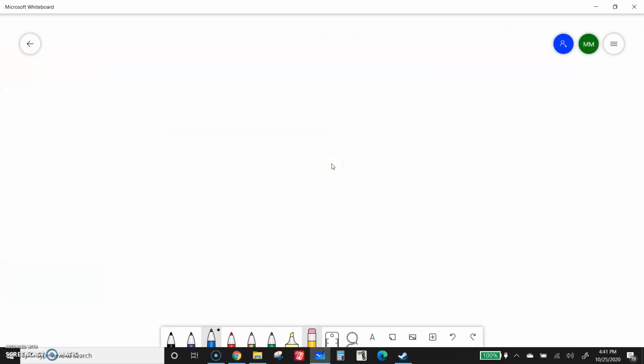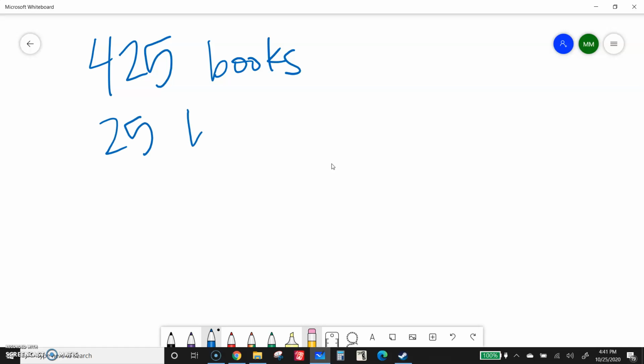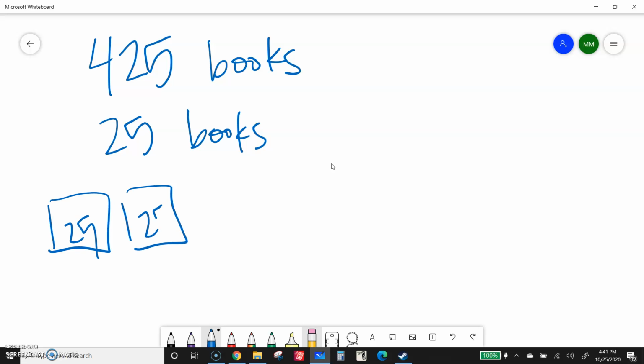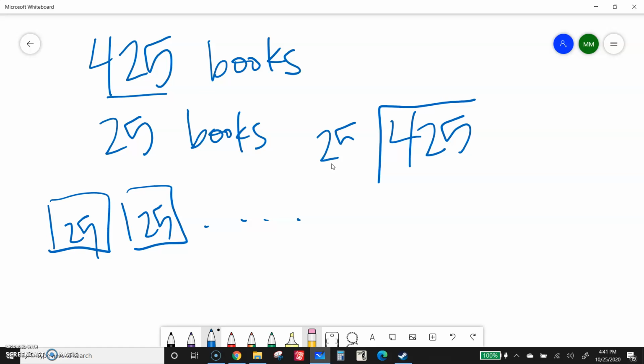So say I have 425 books. I'm splitting them up into groups of 25. I'm putting them into boxes, and each box has 25 books. So each box is 25 over and over. And I know I have 425 books total. So I know I need to divide. I'm splitting them up. Divide by 25.